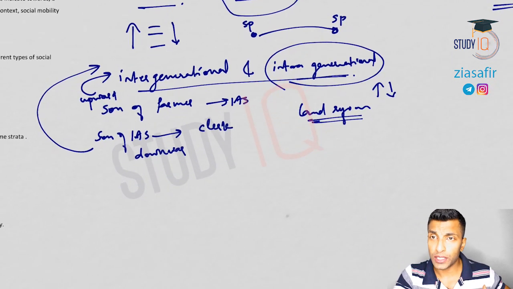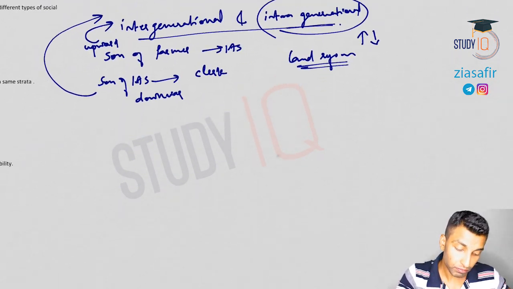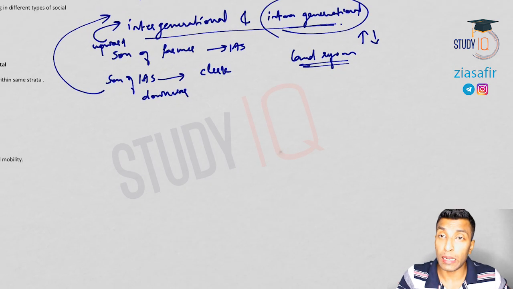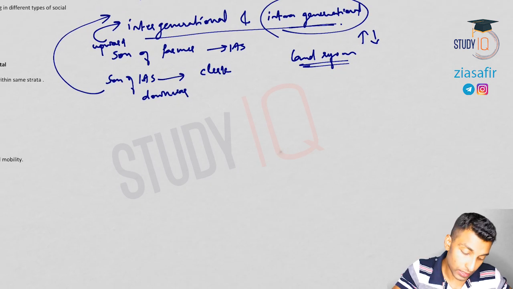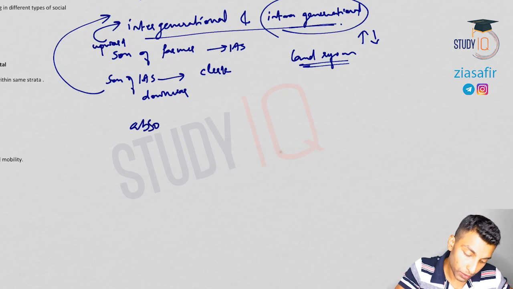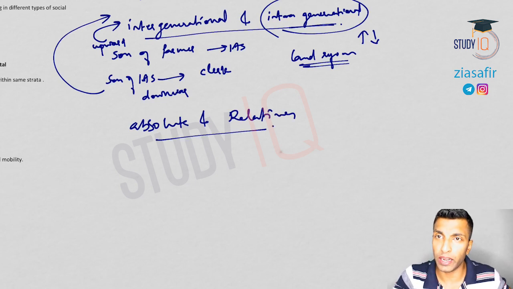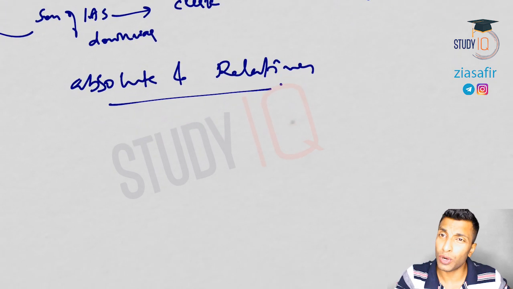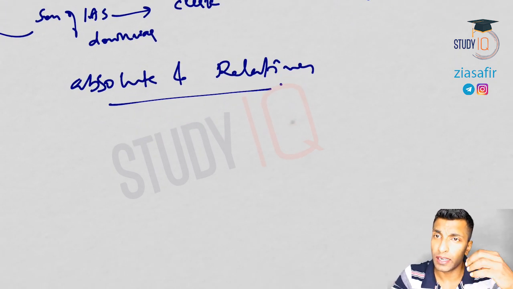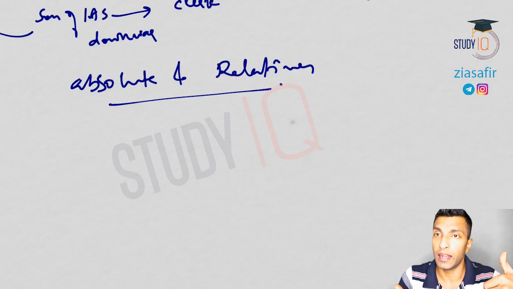So this is the first type. The second type is absolute and relative social mobility. We have already discussed absolute and relative poverty in our economy classes. Here it is almost the same. Absolute poverty is based on a poverty line: if you are above the poverty line, APL, below the poverty line, BPL. Relative means it is basically measuring inequality. So when we talk about absolute and relative here, I'll show you with an example.